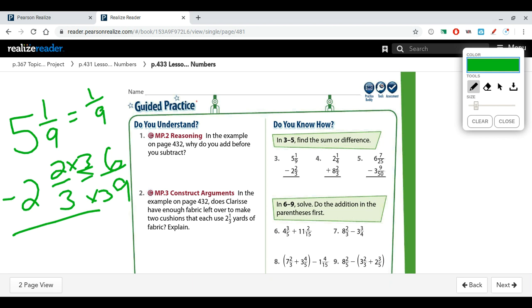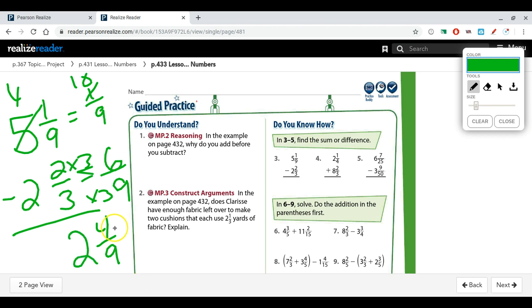So if you did this step before you look to see if you regroup, here you'll see, oh, I absolutely need to regroup. So the 5 becomes a 4. The 9 becomes, so I add 9 to 1 becomes a 10. So 10 subtract 6 is going to be 4/9. And then 4 subtract 2 is going to be 2. So my answer is 2 and 4/9.